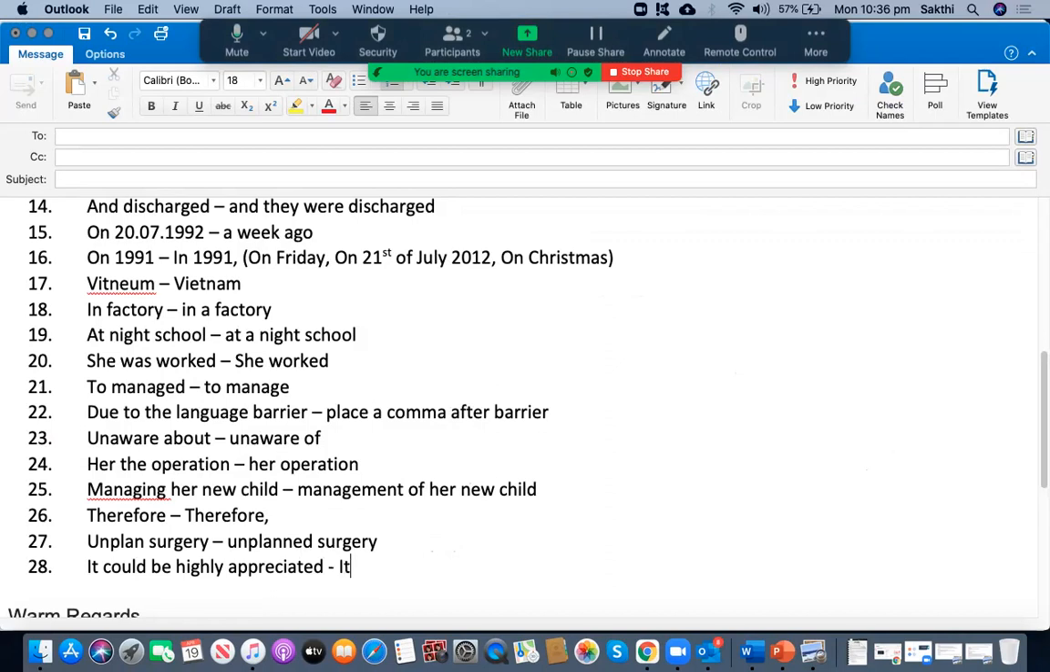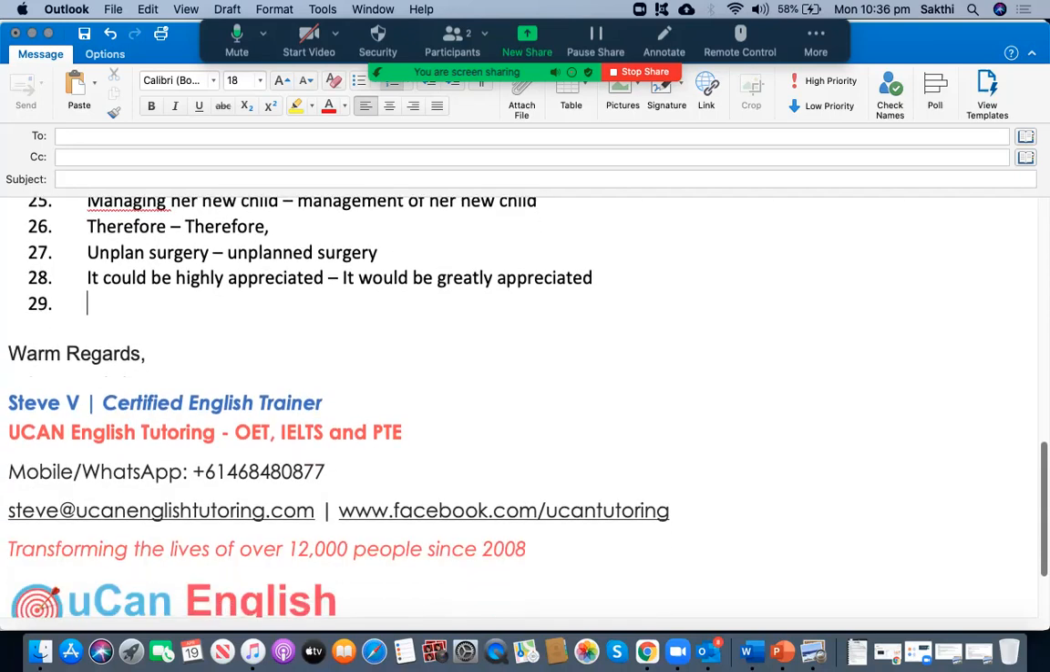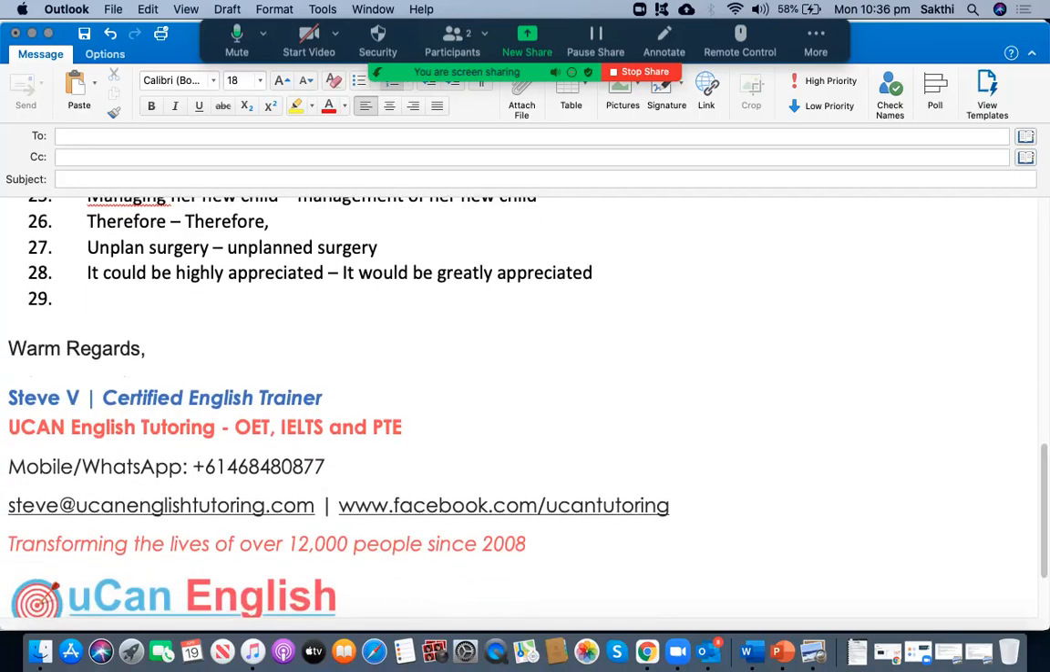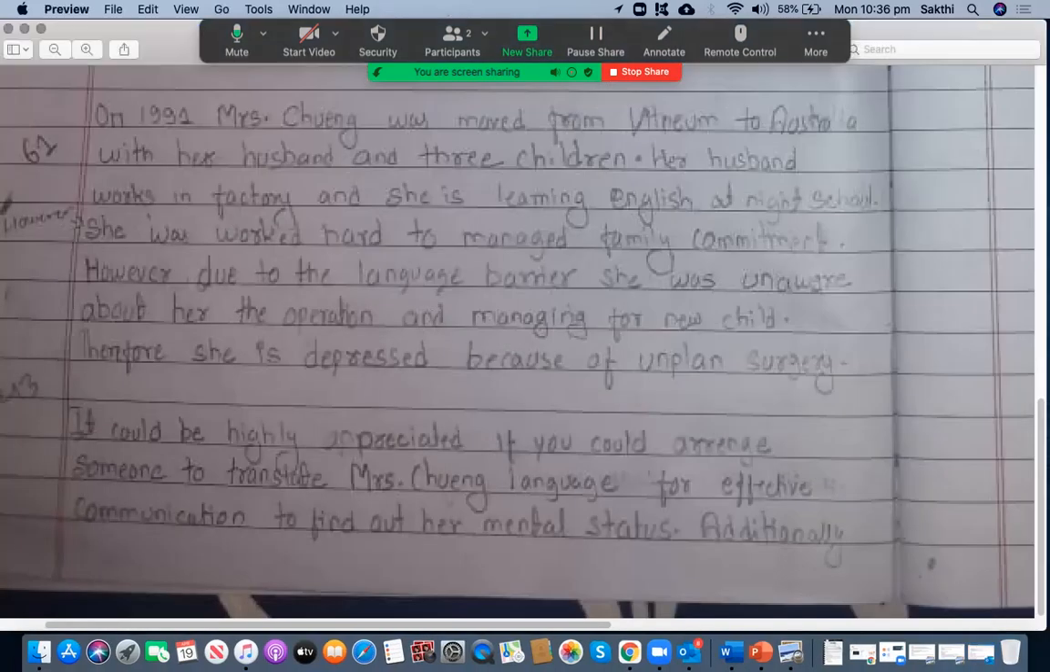It would be greatly appreciated. Okay. Don't use could be, because could be means there is an uncertainty. You may or may not appreciate it, which is not good, right? If you give good care, I may appreciate you. If you don't give good care, I may not appreciate you. So it doesn't look good, isn't it? You have to use it would be greatly appreciated. Okay. That is more formal.